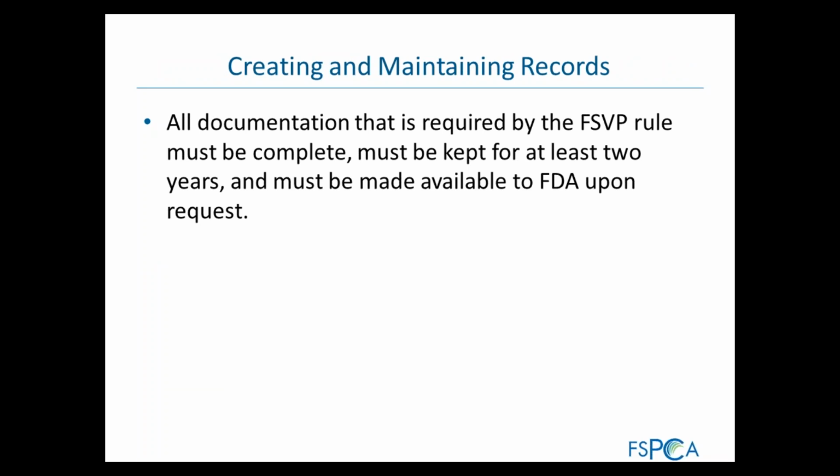Creating and maintaining records. All documentation that's required by the FSVP rule must be complete and kept for 2 years and must be made available to the FDA upon request. Same general rules as the other rules within the Food Safety Modernization Act.